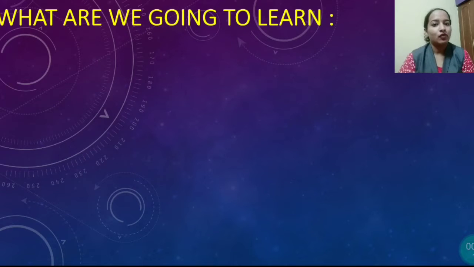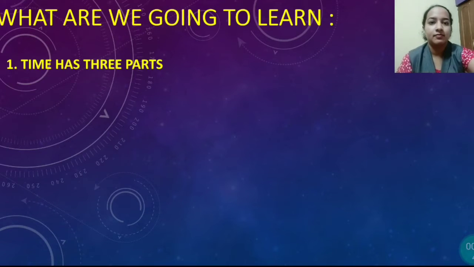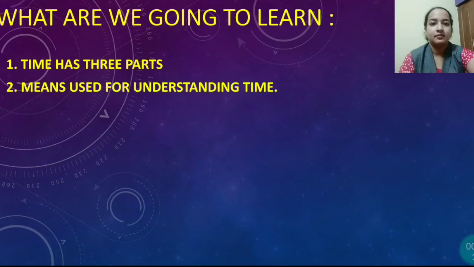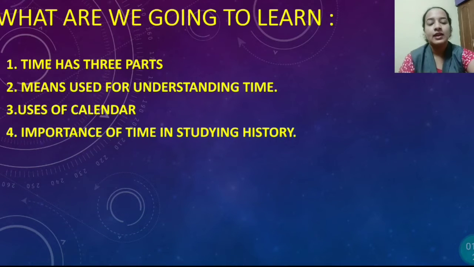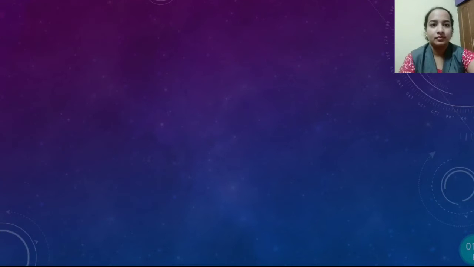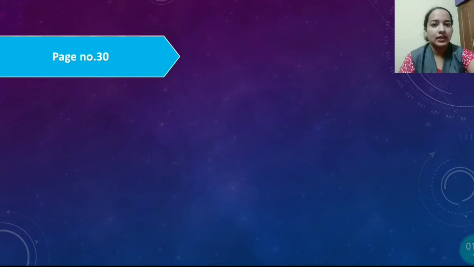What are we going to learn from this lesson? Time has 3 parts. We are going to learn about the main 3 parts of time. Means used for understanding time. There are various instruments and things which are used for understanding time. We are going to learn about them. Uses of a calendar. We are going to see what are the uses of a calendar, and the importance of time in studying history. Open page number 30 and read.